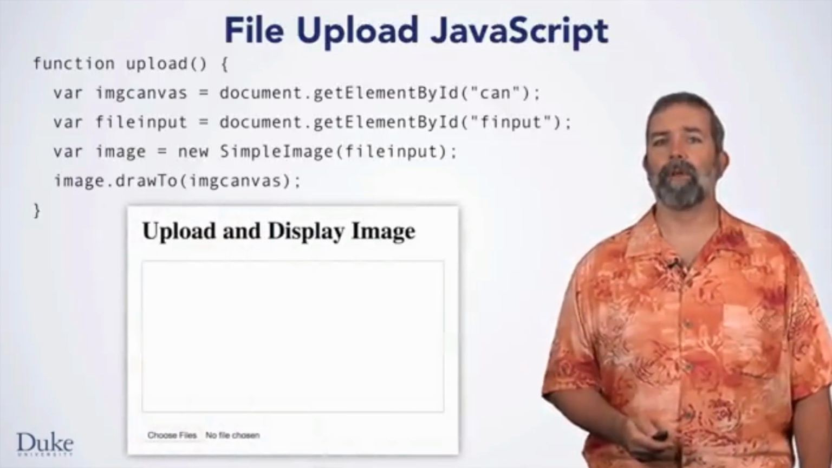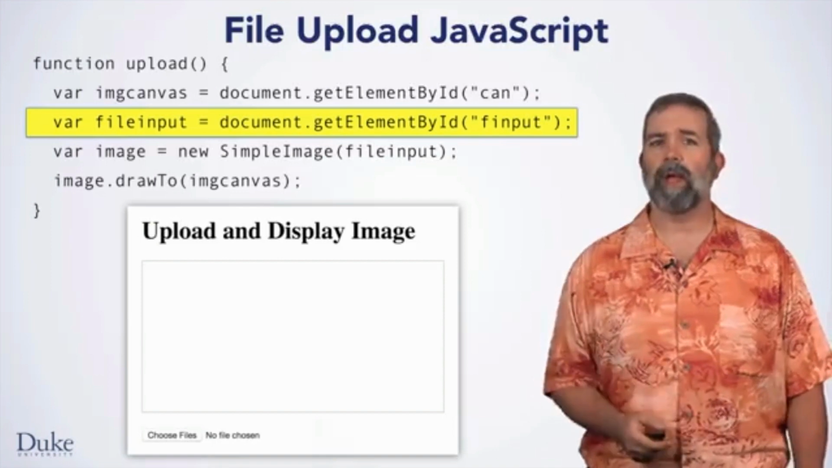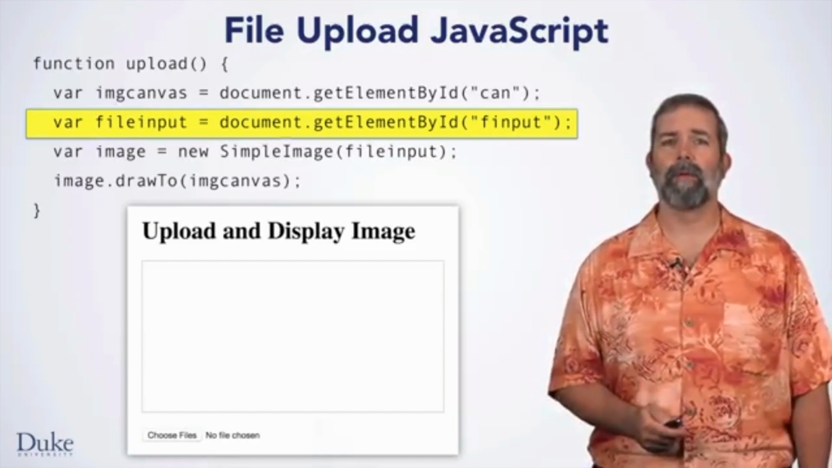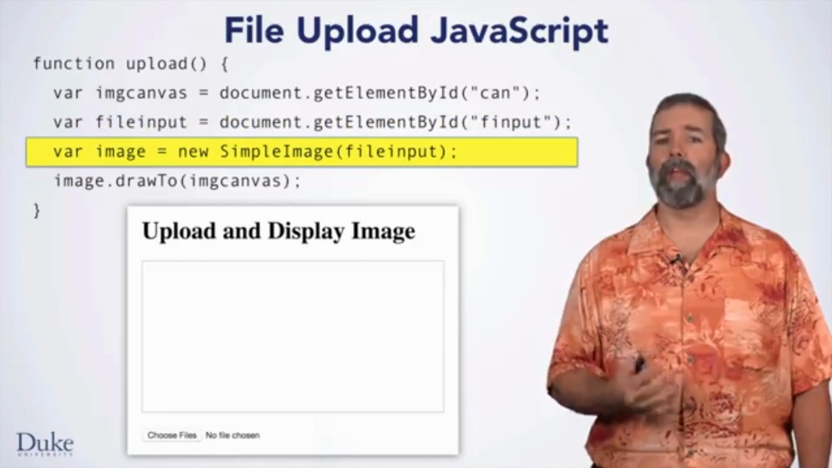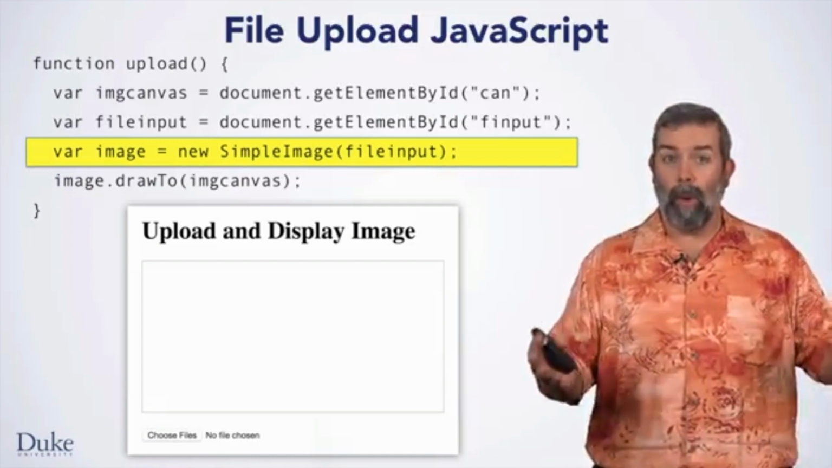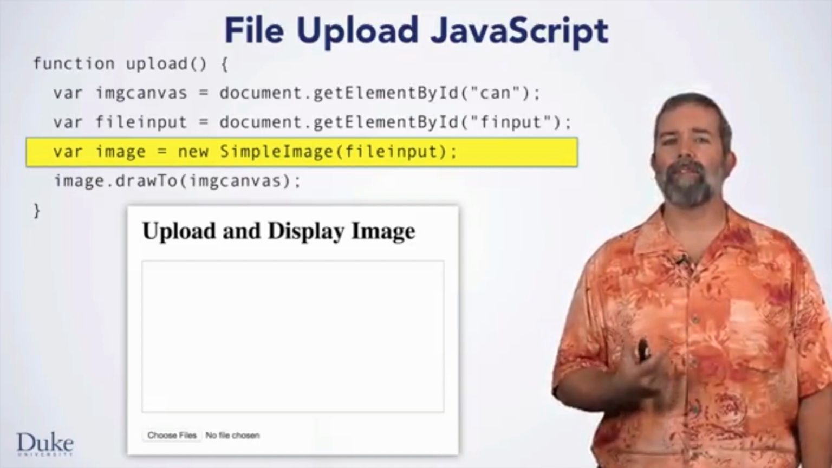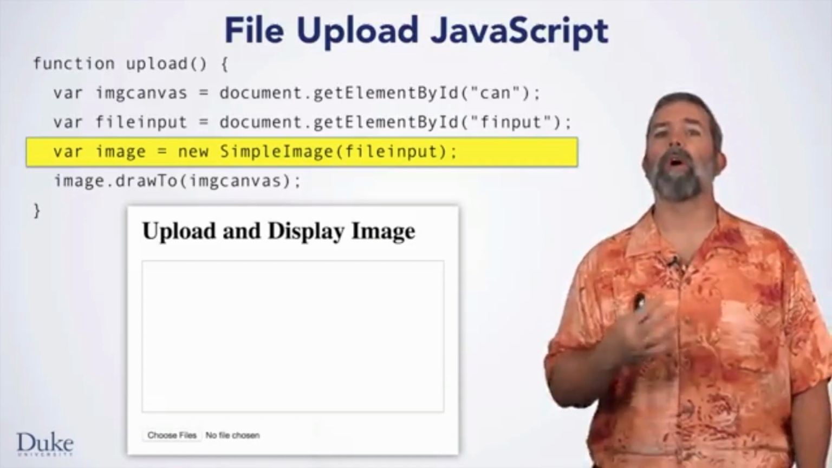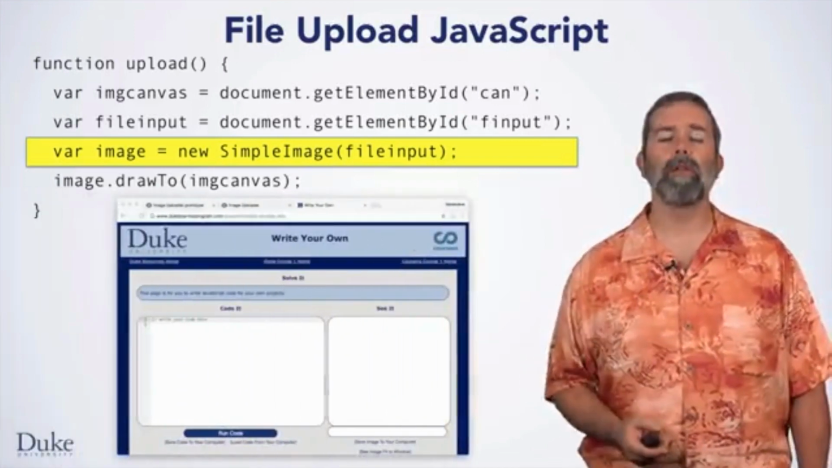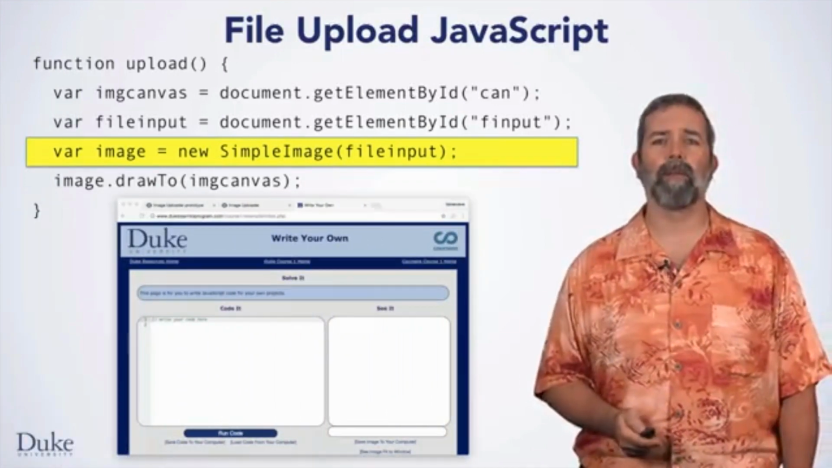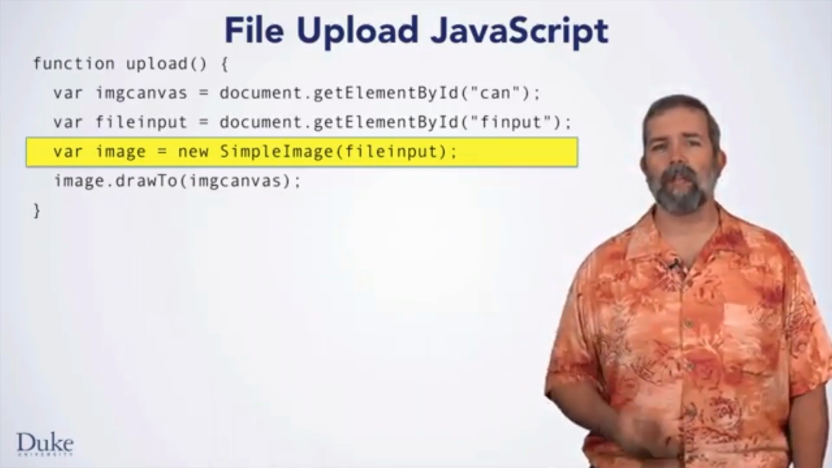The upload function gets the canvas element and the file input element, each by its ID specified in the HTML. Then you'll create a simple image variable from the HTML file input itself. Wait! SimpleImage is not standard JavaScript. It's a library of JavaScript code created for this course and hosted at DukeLearnToProgram.com. The code is automatically included when you use our custom JavaScript environment. But for web pages you create, you need to specify the source of this library.